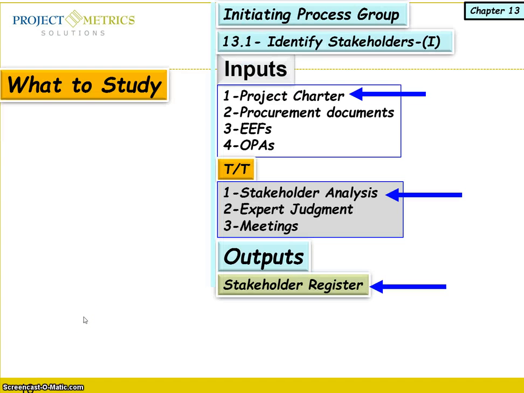So when you identify your stakeholders, what is the output? The output here is a stakeholder register. What should I put as input to get the stakeholder register? You will put as input here: project charter, procurement documents, enterprise environmental factors, and organization process assets. The tool and technique here is stakeholder analysis, and you still need the expert or SME, and there are meetings, and this is the output.